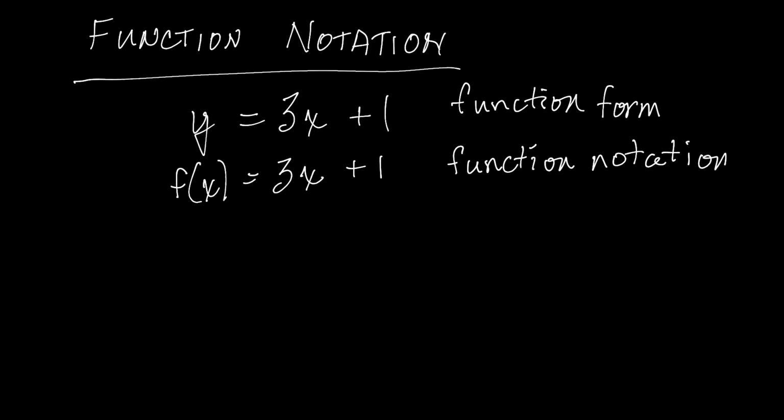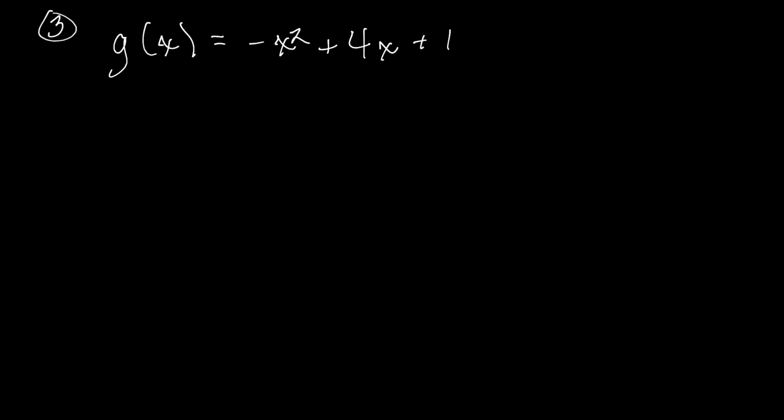So let's look at our example number 3 here. We're given g of x equals negative x squared plus 4x plus 1. So we can evaluate functions. Evaluating functions is a fancy way of saying what in the olden days, in pre-algebra, would be evaluate this expression when x equals 2. So g of 2 means we want x to be 2 up here.